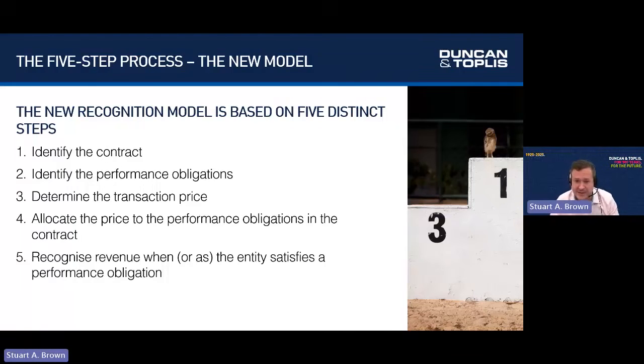Again, this can be very simple. You might buy something and sell it over a shop counter, for example. The contract is to provide whatever you're selling. The price is what the price is. There's only one obligation, so that's the price, and you recognize it. Alternatively, you could have a very complex contract, where each of these items needs to be considered in a lot more depth.